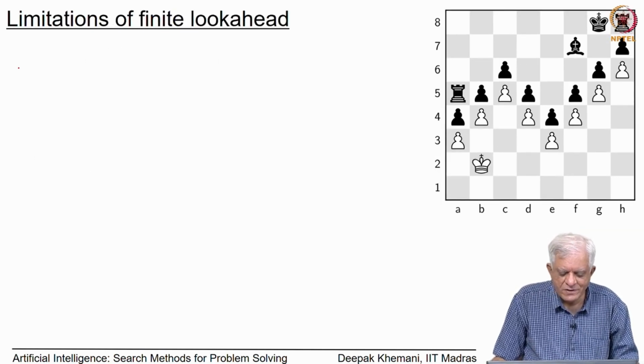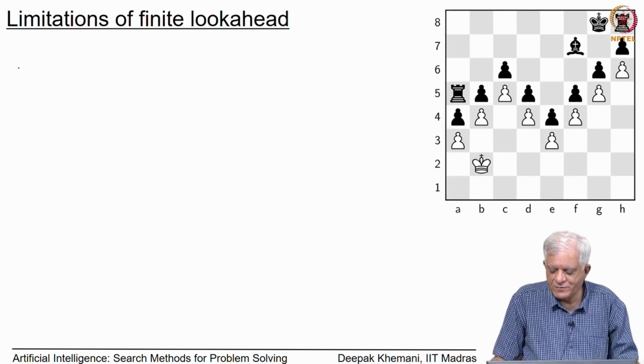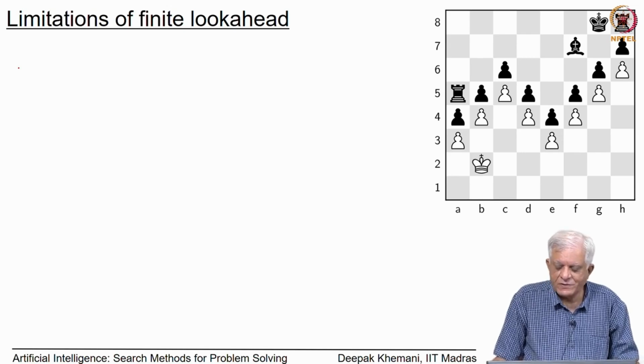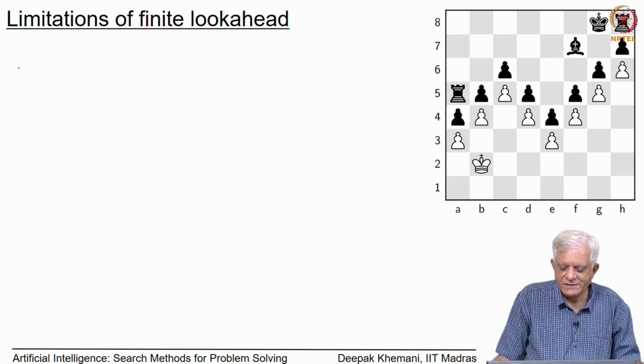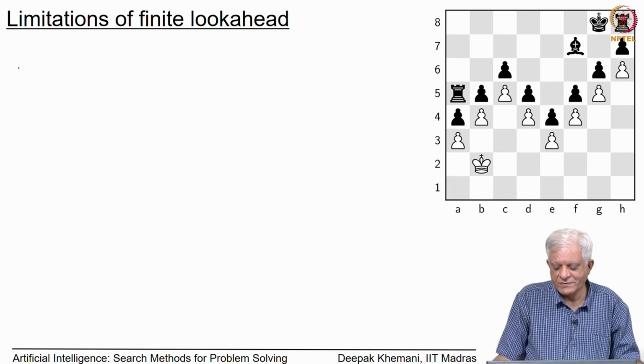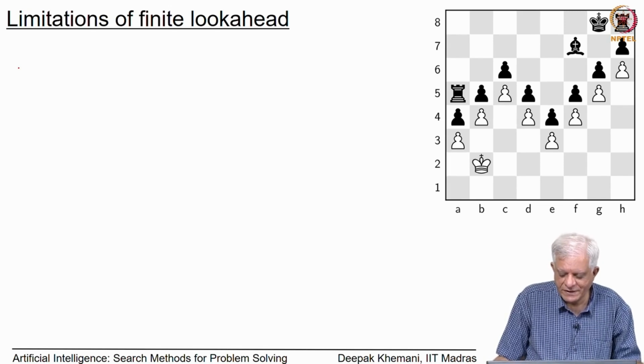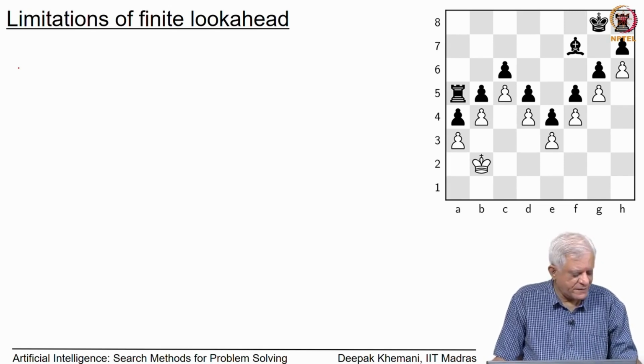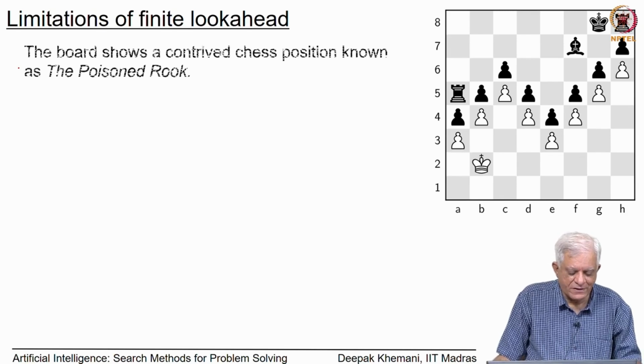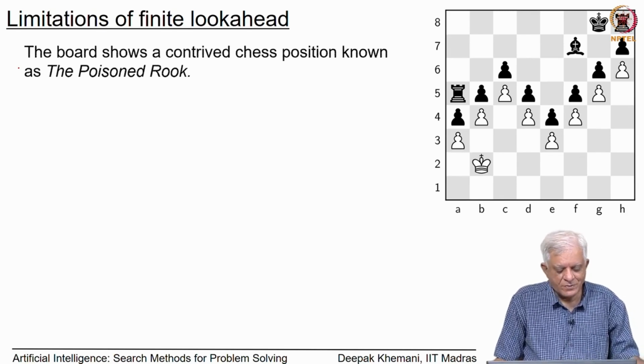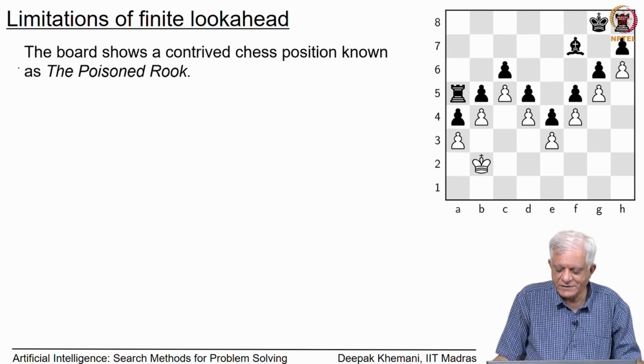Let us look at one more position, and here we want to illustrate that because you are doing a finite look ahead, you can sometimes not come to the right conclusion, and this is simply because you are doing a finite look ahead. Now, this is a very contrived chess position. It was created specifically to test computer programs, and this position is known as the poisoned rook.